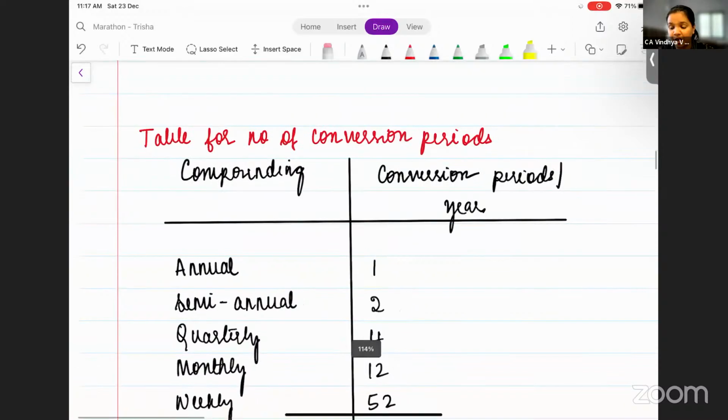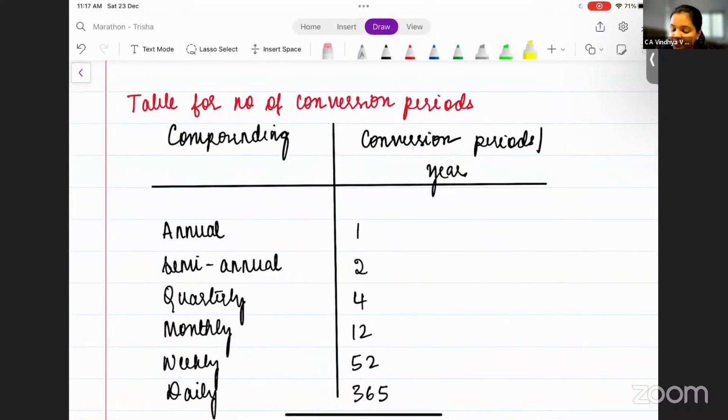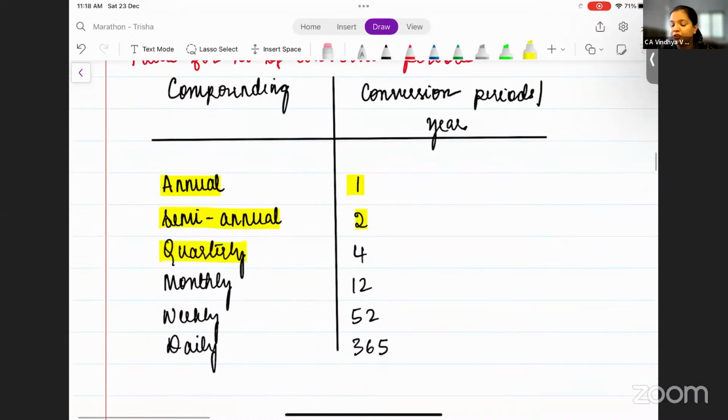I've given you the table for conversion periods. If compounding is annual, the number of conversion periods is 1. If compounding is semi-annual, the number of conversion periods is 2. Quarterly, the conversion periods is 4. Quarter means 3 months. Monthly, it is 12. Weekly, it is 52. And daily, it is 365. Very important from the compound interest point of view, which includes the annuity concepts as well.